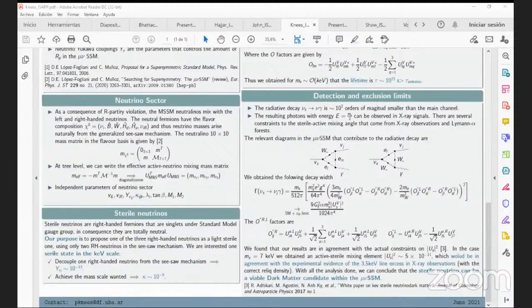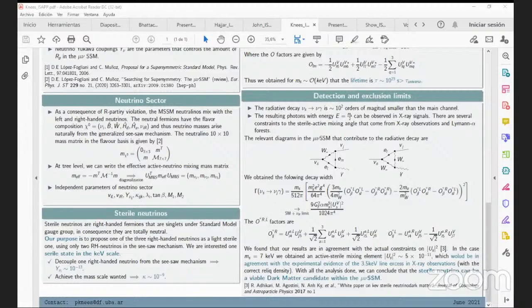So, sterile neutrinos, what are sterile neutrinos? Are right-handed fermions, singlets under the standard model gauge group, so they are neutral. And our purpose is to use one of the 3 right-handed neutrinos of the model in the seesaw mechanism as a sterile state. And we are interested in the keV scale. So for that, we need to decouple one of the right-handed neutrinos from the seesaw mechanism. That is, we need to have one Yukawa coupling very, very low. And also we need to have a low kappa coupling.